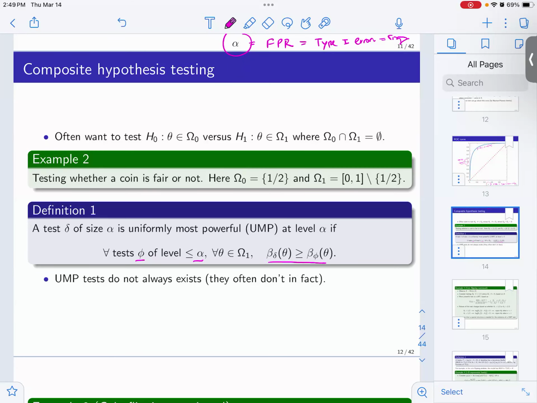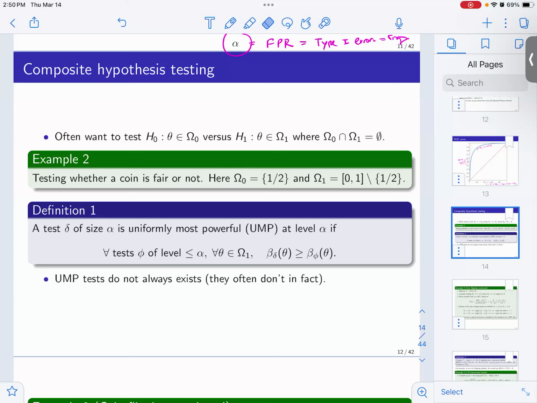Uniformly means pointwise over every theta in the alternative, while we vary phi over all possible tests of level alpha. So this is like the UMVU that we had: among all unbiased estimators, which one has the least variance? This is saying among all tests of level alpha, which one has the most power uniformly over the entire parameter space, or region of interest of the parameter space, which is omega.